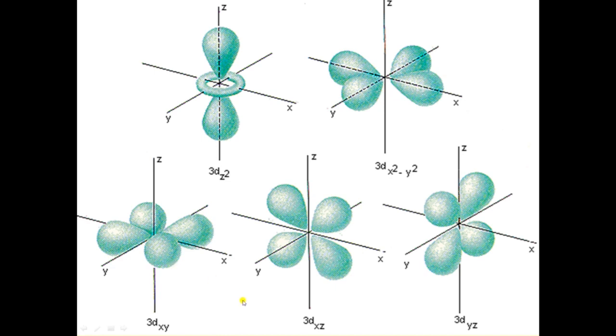In the same way, when we talk about dxz, you have to see only the x and z axes. So the electron is present between the x and z axes. This is z, this is x. So electrons are present only between the z-axis and x-axis. Now the third one is dyz. Here the electron cloud is present only between the y-axis and z-axis. You can see here the electrons are present between the y-axis and z-axis.